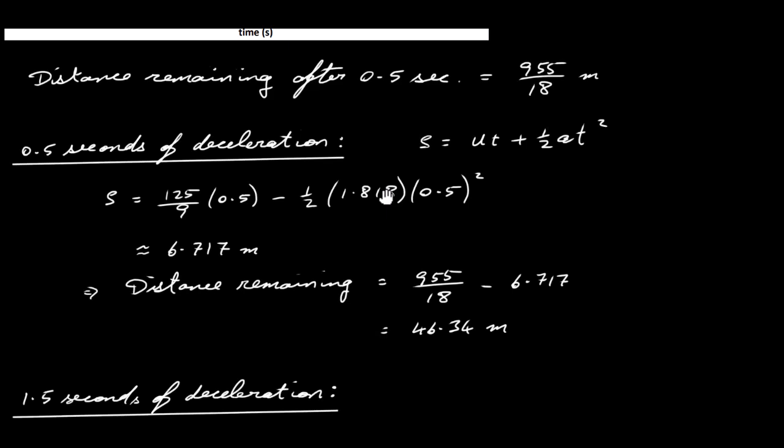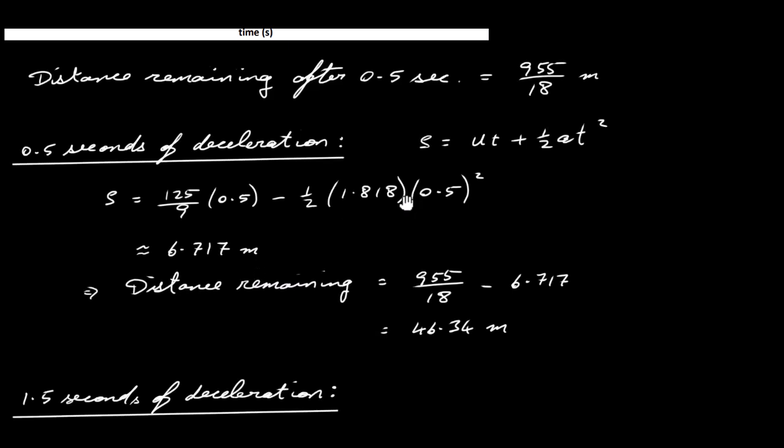For 0.5 seconds of deceleration, we're going to use this formula here, s equal to ut plus half at squared. The distance that he travels in 0.5 of a second while decelerating is his initial velocity u, which is 125 over 9, times 0.5, minus, because he's decelerating, a half, and I'm using the deceleration to 3 decimal places, 1.818, because I won't be able to plot the displacement on the graph very accurately to any more decimal places. So we have 1.818, 0.5 squared, and when you do that you get 6.718 meters. So that's the distance that is traveled during deceleration in the first half second.